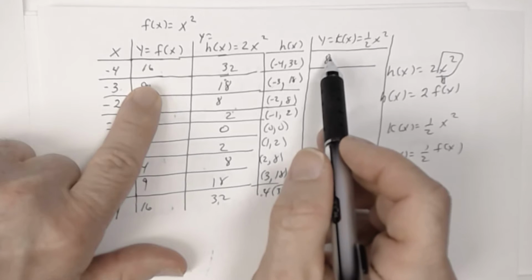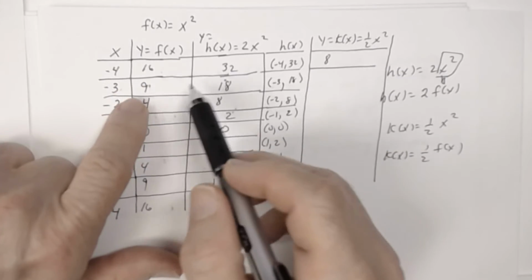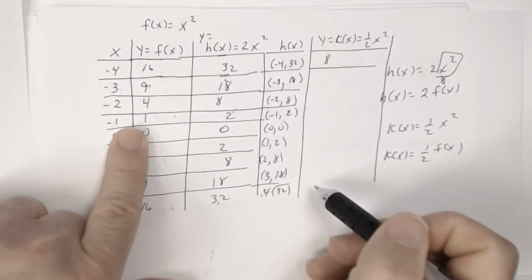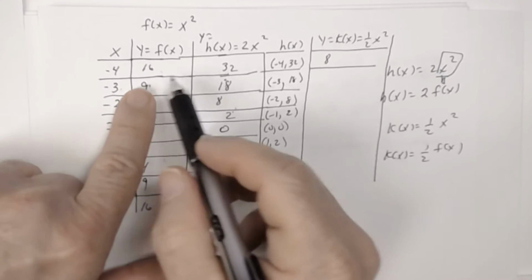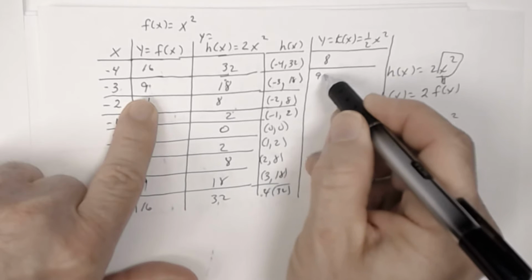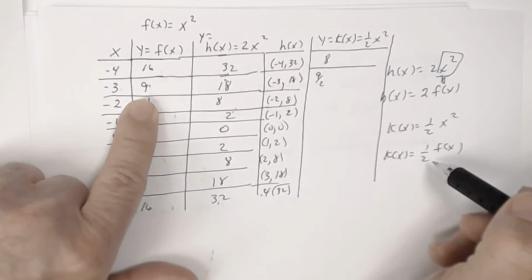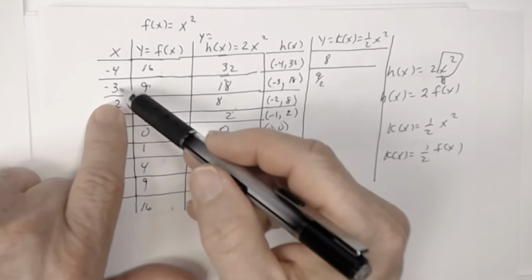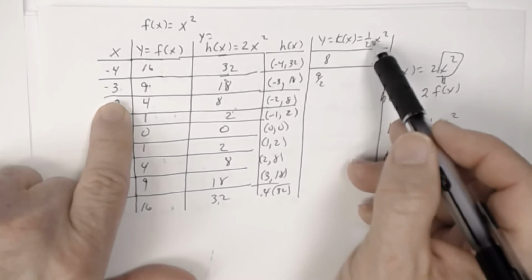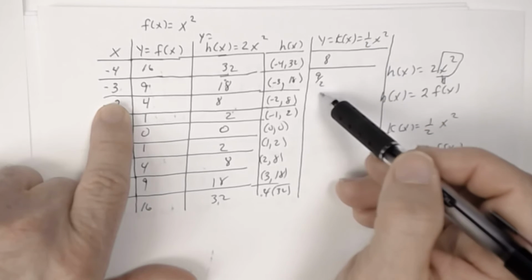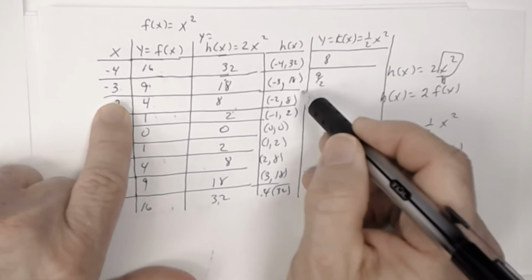So my y values, instead of getting bigger from your parent function, they're getting what? Smaller. Okay? So 9 becomes 9 halves, right? Because 9 times a half is 9 halves. I mean, if you check it, look what happens. Negative 3. What's negative 3 squared? 9. What's 9 times a half? 9 halves, right? Or 4.5.